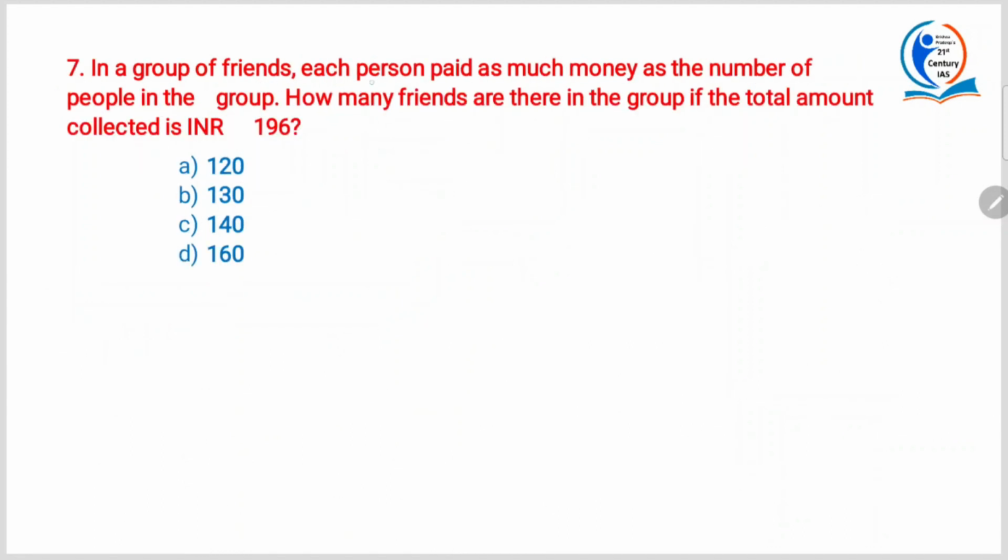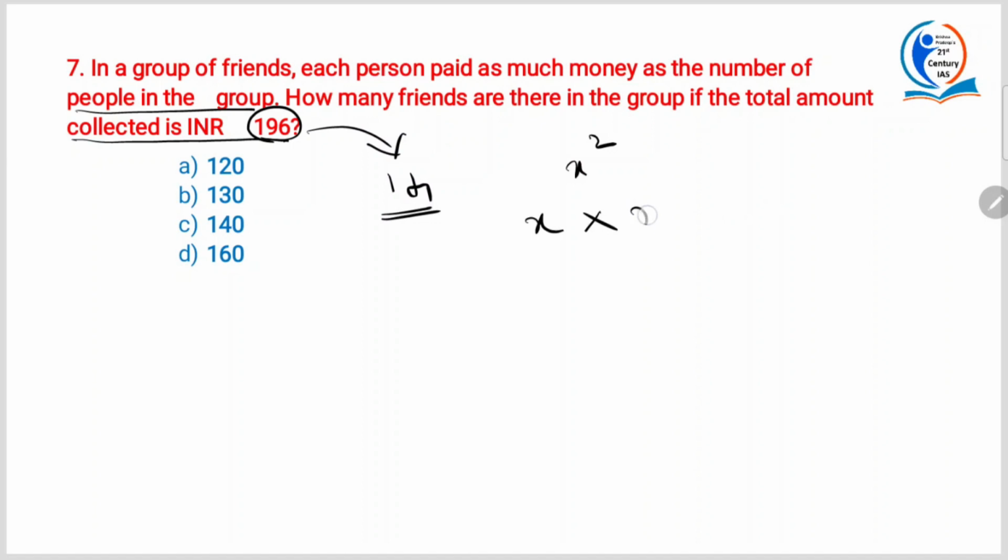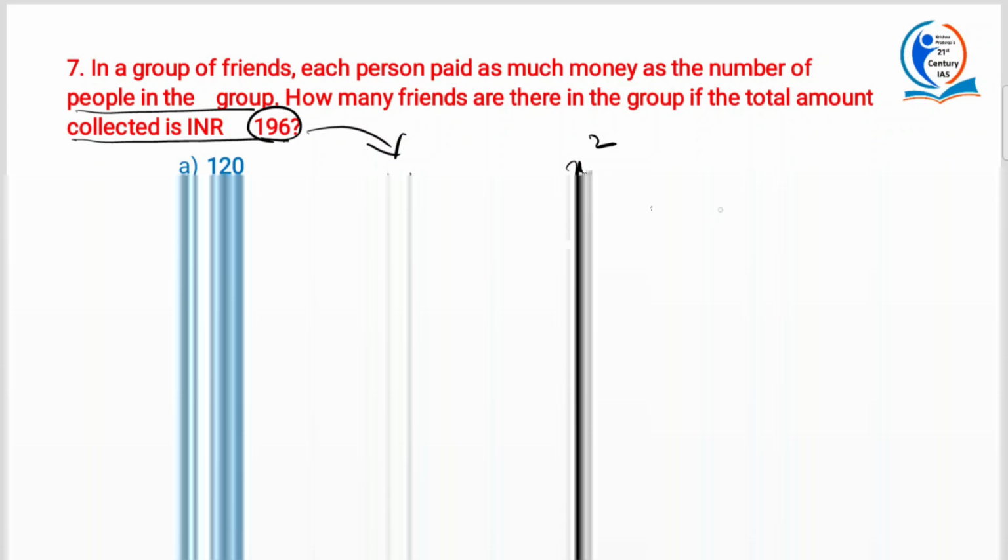In a group of friends, each person paid as much money as the number of people in the group. How many friends are there in the group if the total amount collected is 196? Now, by seeing this number only, you will get to the conclusion that the answer should be 14. Because he is saying that each fellow is paying the amount as many people as they are there. So, x square will be equal to 196. So, x is equal to 14.